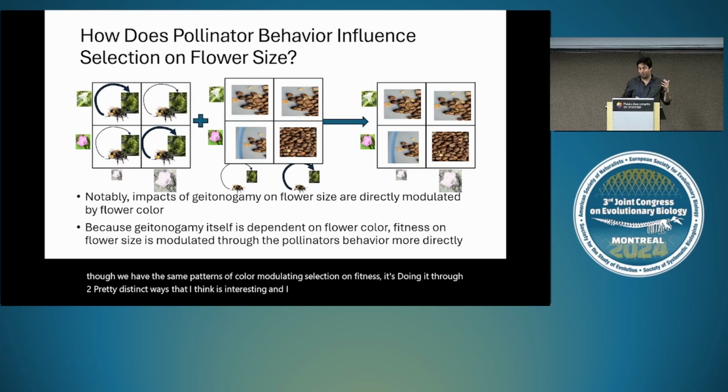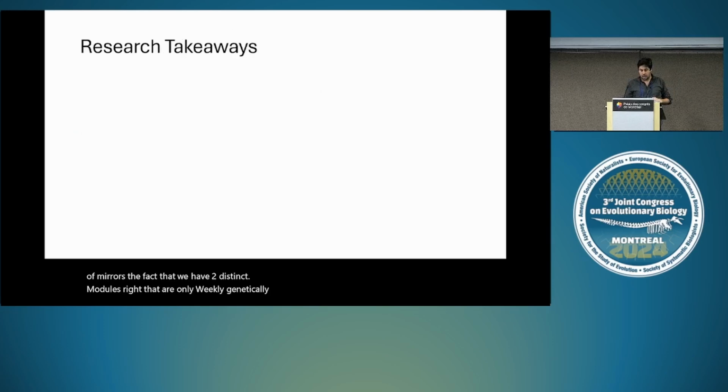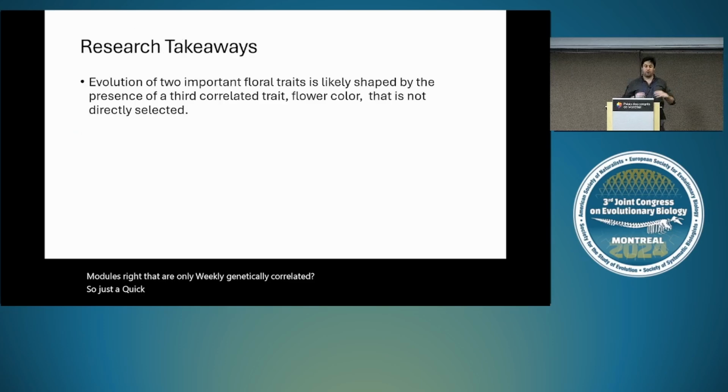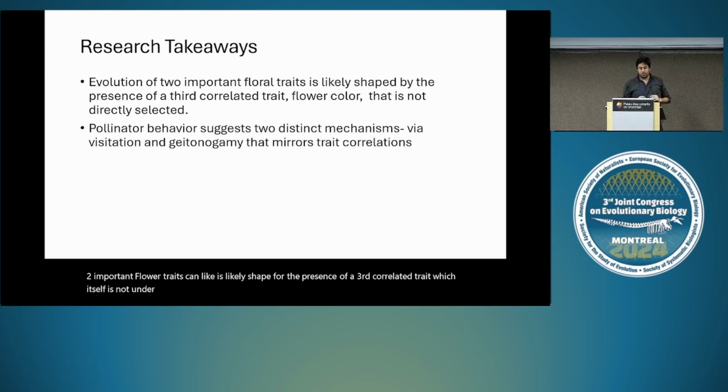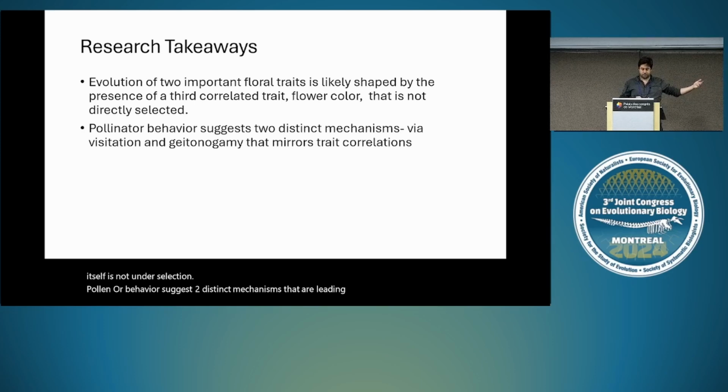And I think what's particularly interesting is that this mirrors the fact that we have two distinct modules that are only weakly genetically correlated. So just some quick takeaways. Hopefully you gleaned from this talk that the two important flower traits are likely shaped by the presence of a third correlated trait, which itself is not under selection. That pollinator behavior suggests two distinct mechanisms that are leading to patterns of color modulating selection, and that these two behavioral patterns mirror the trait correlations that we saw earlier.